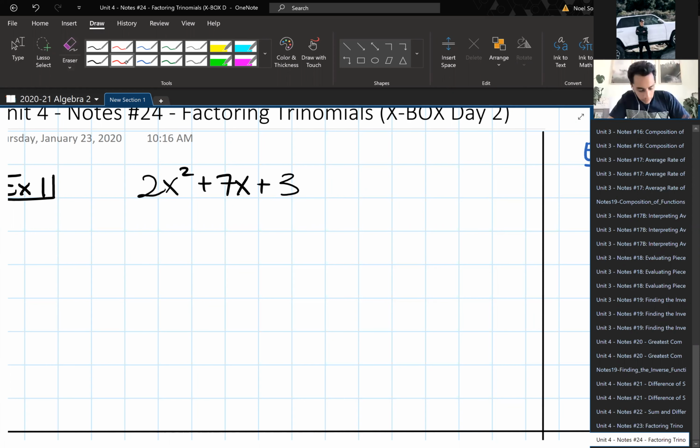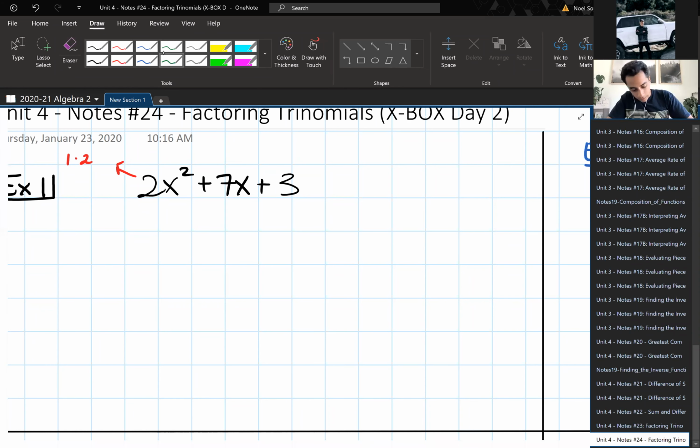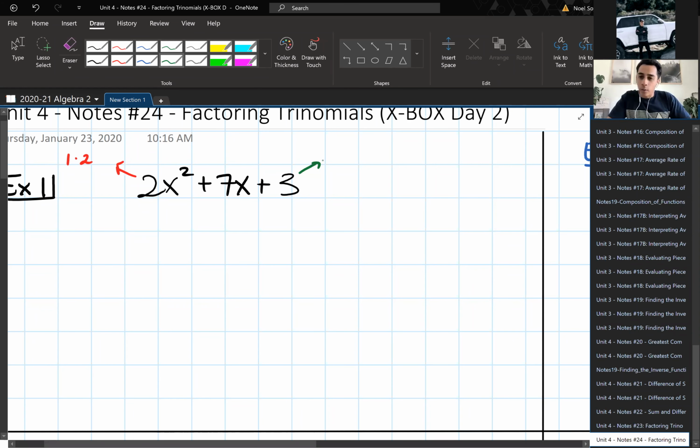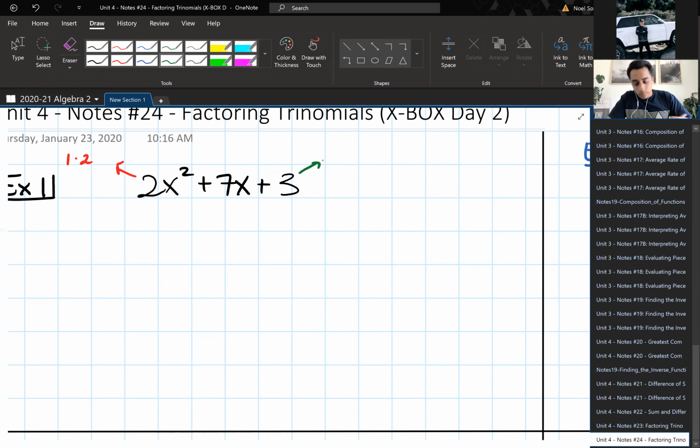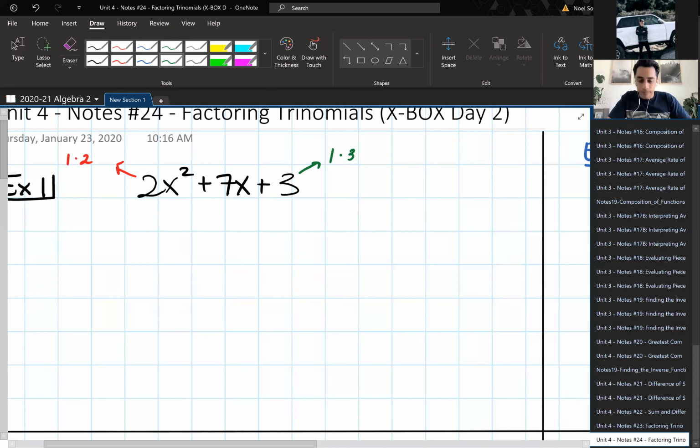If I look at 2x squared, I think, okay, what are some possibilities for us to get 2? What are the factors for us to get 2? Well, the only possible option really is just 1 times 2. That's the only way. And then I have to look at the last term and think, what are the only ways I can get 3? If you think about it closely, that's a positive 3. So we would need positive 1 times positive 3. Those are really the only acceptable possible factors for those two.